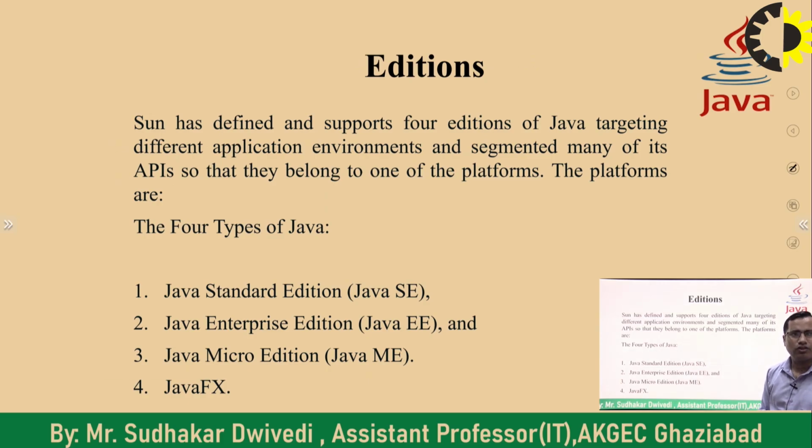So what are the editions of Java actually? As we can see here, Sun has defined and supports 4 editions of Java, targeting different types of application environments. Which type of application do we want to create? According to that, Sun has defined 4 editions. The first is Java Standard Edition, Java SE, which supports the core part of the programming language for developing desktop applications or simple desktop applications.